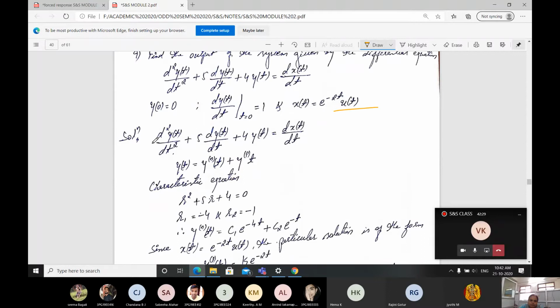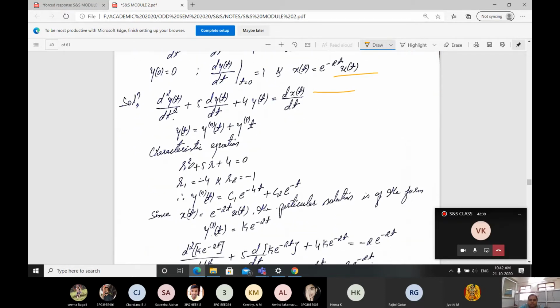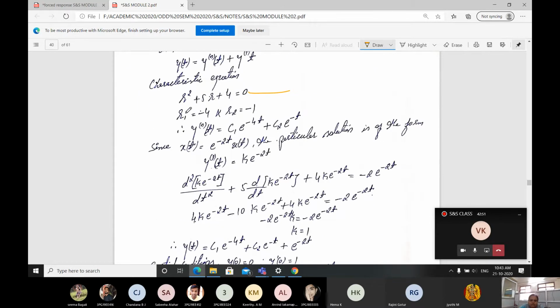Now, this is the given equation. Same thing you write. First, y of t is going to be equal to the natural response plus the particular solution. Therefore, what is the characteristic equation? First, you have to find the characteristic equation. That is r square plus 5r plus 4 is equal to 0. Then r1 is minus 4 and r2 is minus 1. Okay, then the natural response is going to be c1 e raised to minus 4t plus c2 e raised to minus t.